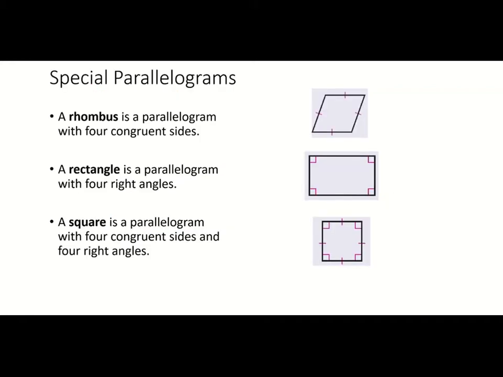Okay, a rhombus, a rectangle, and a square are all parallelograms. They're special parallelograms. A rhombus is a parallelogram that has 4 congruent sides. A rectangle is a parallelogram with 4 right angles. And then a square is a parallelogram that has 4 congruent sides and 4 right angles.